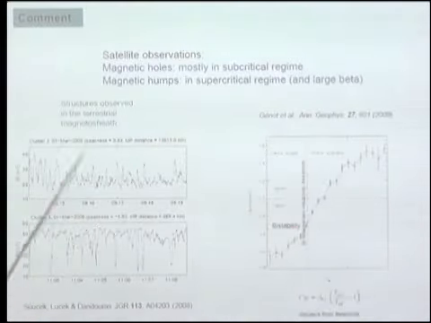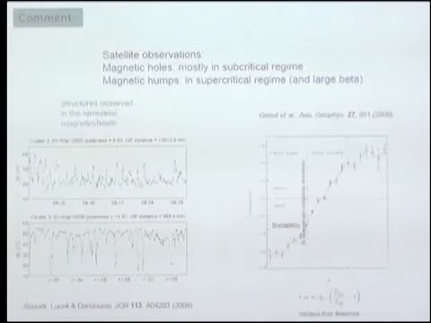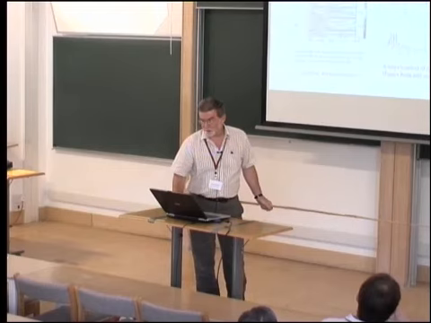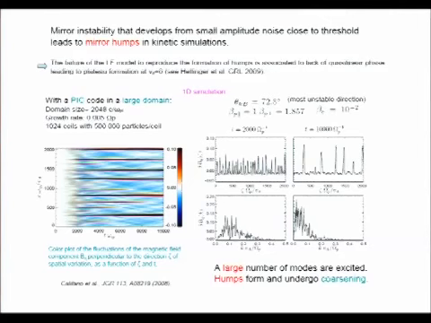So what happens now in the numerics? We've performed, in a paper with Francesco Califano and co-authors, simulations with the Vlasov-Maxwell equations, and shown that in almost all simulations we've performed, this is a typical simulation in this case, we get only magnetic humps. We never get magnetic holes out of the mirror instability.